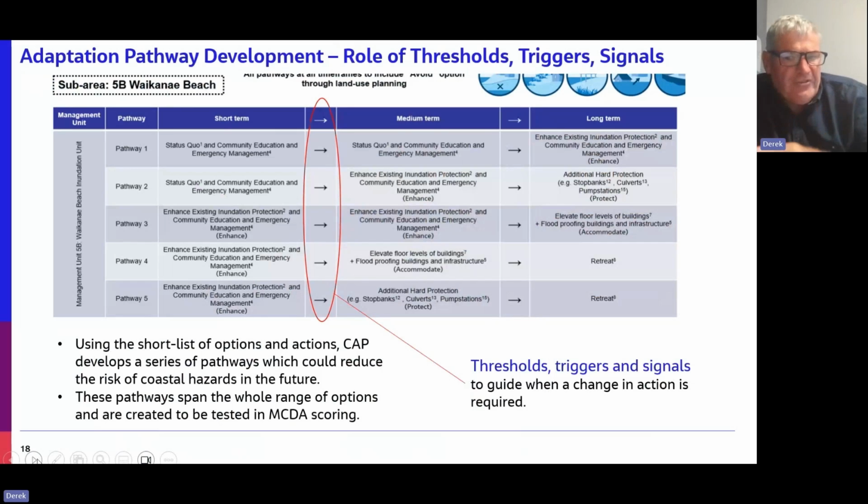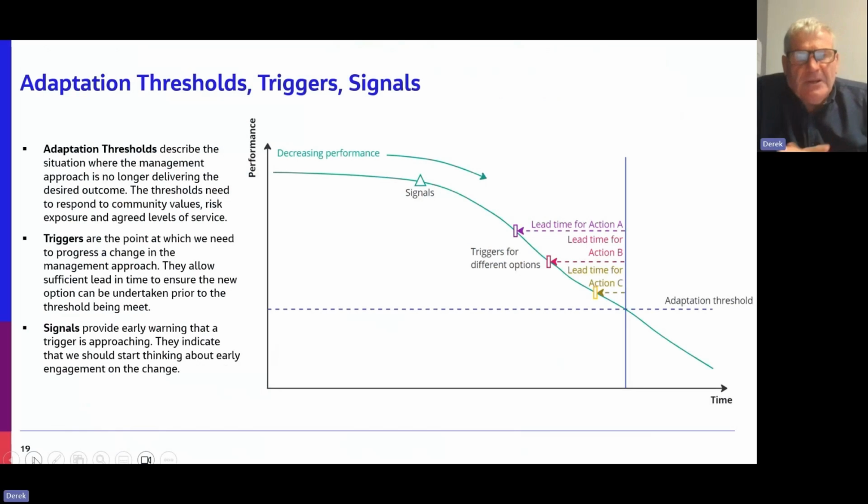But we need to know what the triggers are for those thresholds. We need to know that we're approaching them, and we need to know what the signals are that we're measuring, to be able to manage it effectively in a proactive way, rather than just being reactive. And so that's what we call our adaptation thresholds, triggers, and signals.